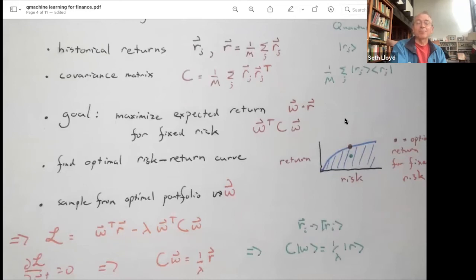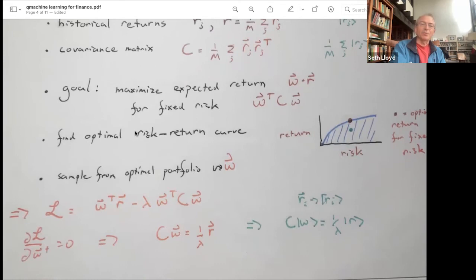Anyway, the goal of classic Markowitz, 1940s portfolio management is you have a vector of wealth. W is the vector, and its entries tell you how much of your wealth you're going to invest in each stock. And you want to maximize your expected return for fixed risk. Or equivalently, from the mathematical standpoint, if you pick your expected return, you want to minimize your risk. And so the risk, this is the covariance matrix, is just the standard deviation of your return, and this is your expected return.